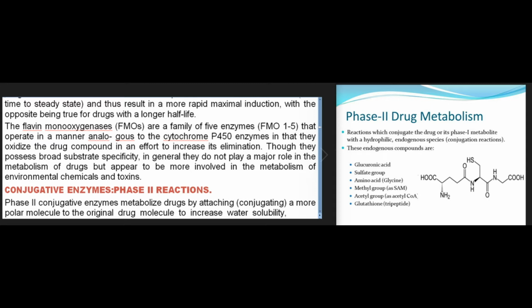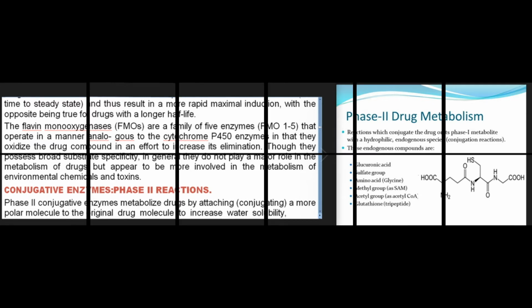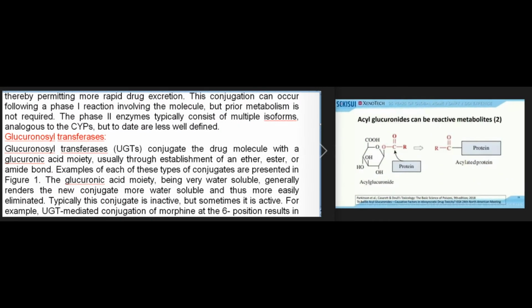Conjugative enzymes. Phase 2 reactions. Phase 2 conjugative enzymes metabolize drugs by attaching, conjugating, a more polar molecule to the original drug molecule to increase water solubility, thereby permitting more rapid drug excretion. This conjugation can occur following a phase 1 reaction involving the molecule, but prior metabolism is not required. The phase 2 enzymes typically consist of multiple isoforms, analogous to the CYPs, but to date are less well defined.